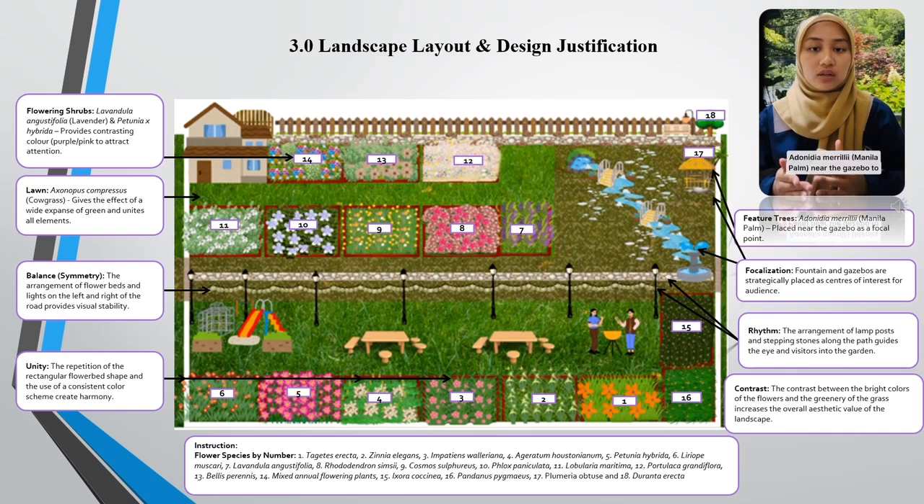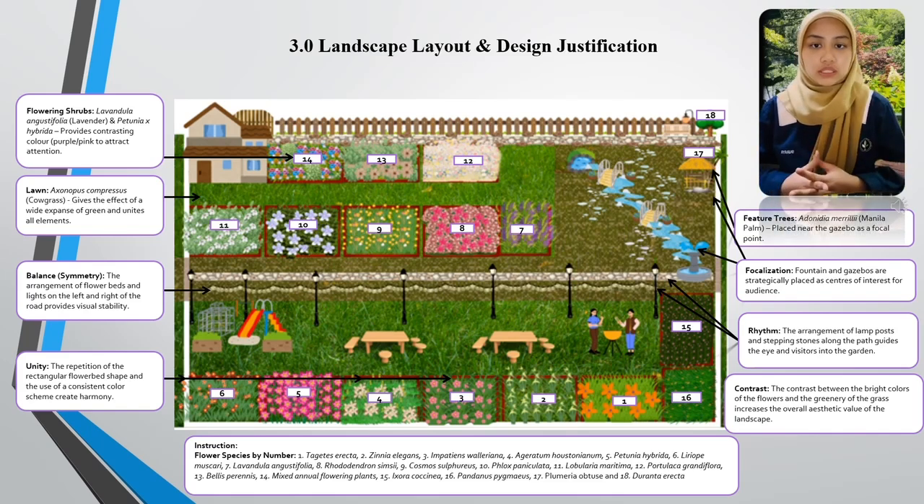Species such as Lavandula angustifolia, which is lavender, and Petunia hybrida are used to provide contrasting purple and pink colors that attract immediate visual attention. For the lawn, I selected Axonopus compressus, which is cowgrass, as the primary ground cover because it effectively unites all the elements in the garden.